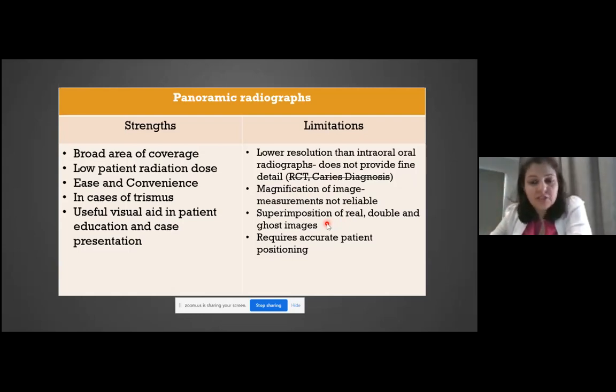So that's one advantage. There is superimposition of real images, double images, and ghost images. So it's up to you to read the anatomy properly and catch what you want to see. And of course, it requires accurate patient positioning. If you make mistakes, you might end up with faults like that. So it's important to train yourself and then train your technician to take good radiographs.